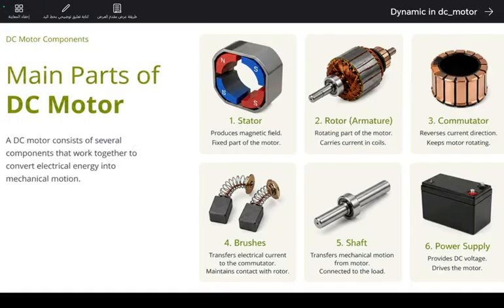Look inside the machine. The main parts of a DC motor: we have the stator. It creates the magnetic field. The rotor, this is the rotating part that carries the current. The commutator, it cleverly reverses the current direction to keep the motor rotating. The brushes, they maintain electrical contact with the rotor. The shaft, which is the mechanical backbone that transfers the motion. And finally, the power supply, which provides the DC voltage to drive the whole motor.